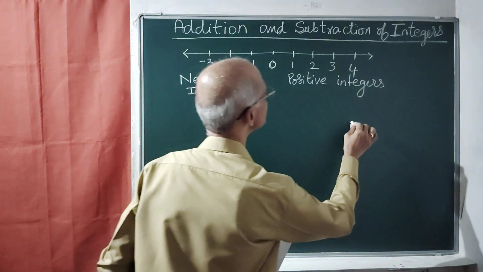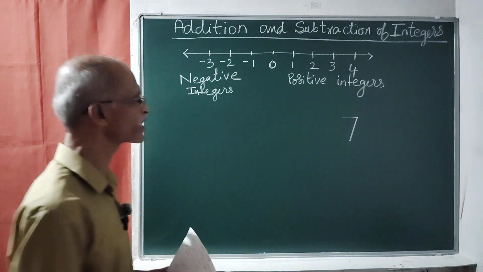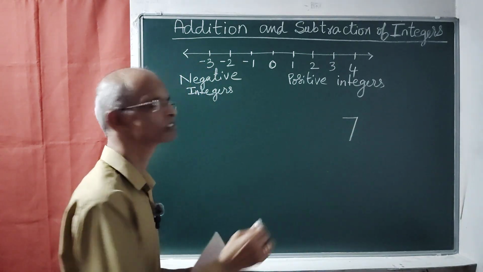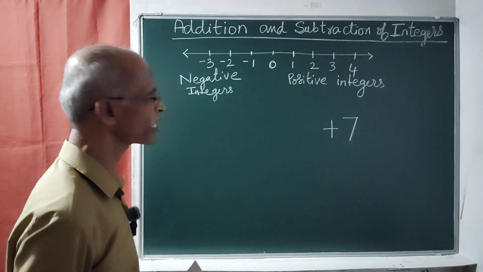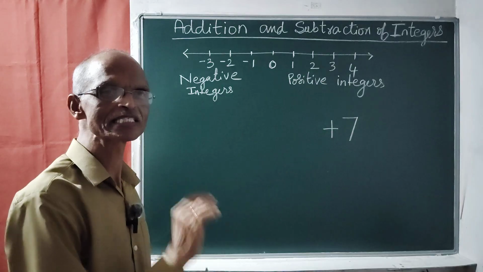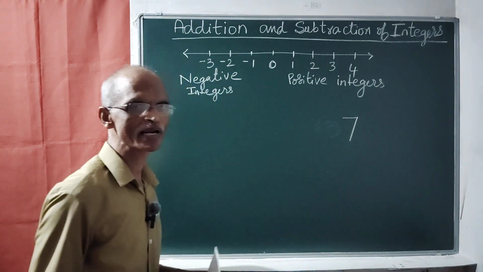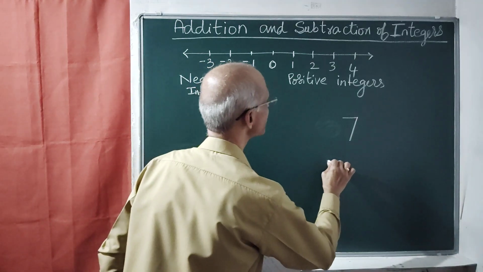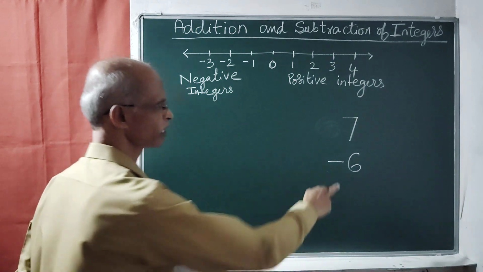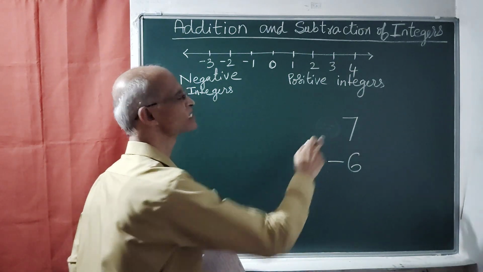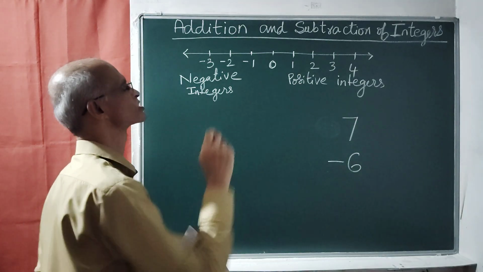Suppose I write 7 and there is no sign appearing in front of 7. It means +7. When no sign appears in front of a number, that is plus. Normally we don't write plus there. Or if I write -6, this is a negative number. If the sign doesn't appear, it means it is plus.